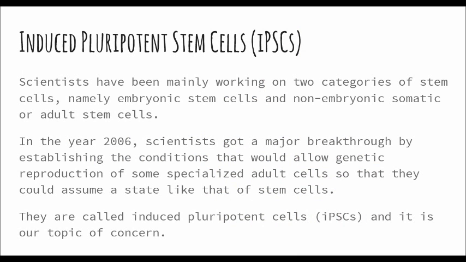Now I will be explaining about induced pluripotent stem cells. Scientists have been mainly working on two categories of stem cells, namely embryonic stem cells and non-embryonic somatic or adult stem cells. In the year 2006, scientists got a major breakthrough by establishing the conditions that would allow genetic reproduction of some specialized adult cells so that they could assume a state like that of stem cells. They are called induced pluripotent cells, and it is our topic of concern.